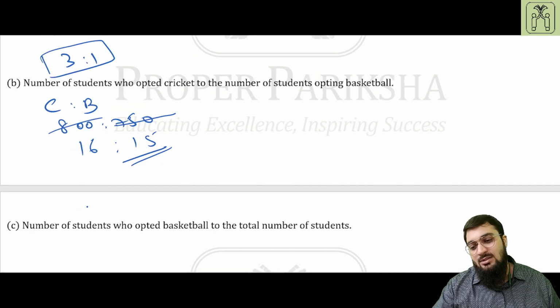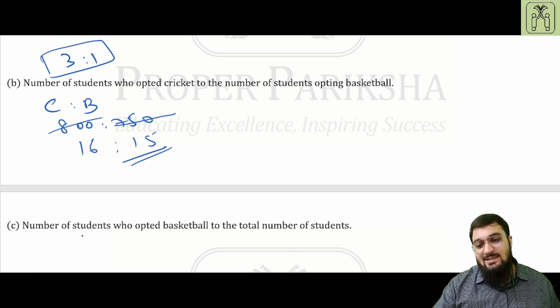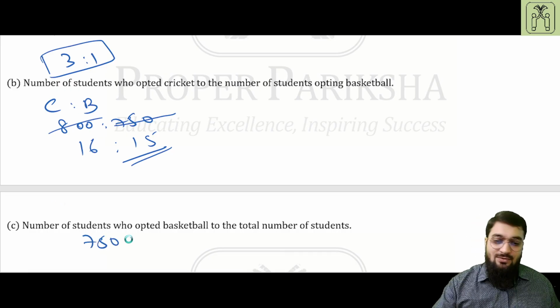Coming to the next question, part C, basketball to the total number of students. So basketball is 750 to the total number of students is 1800. 0 will get cancelled out. It will be divisible by 5.